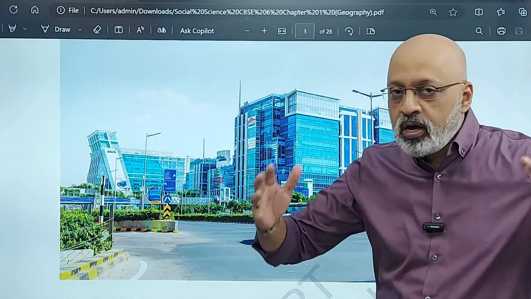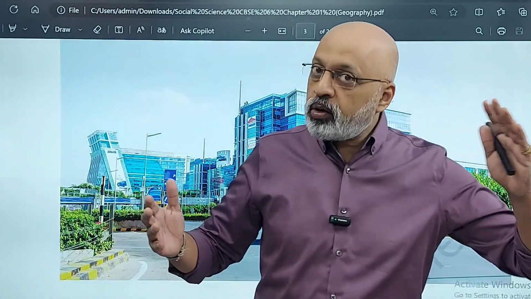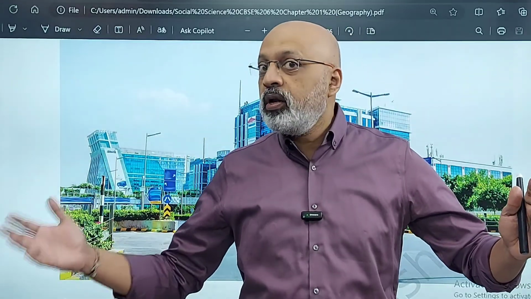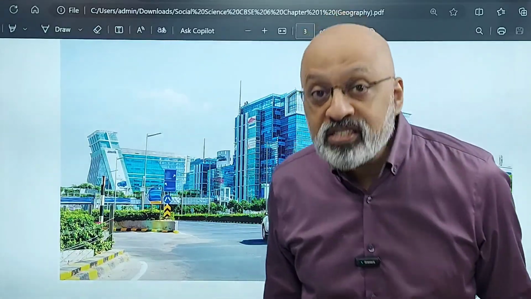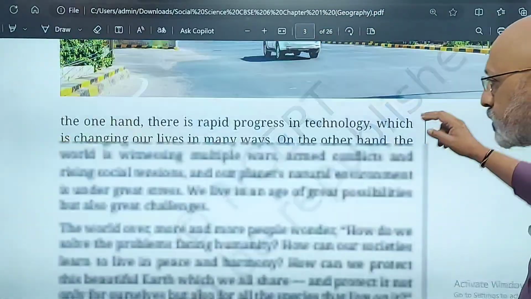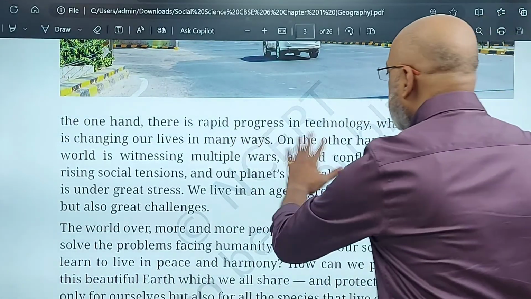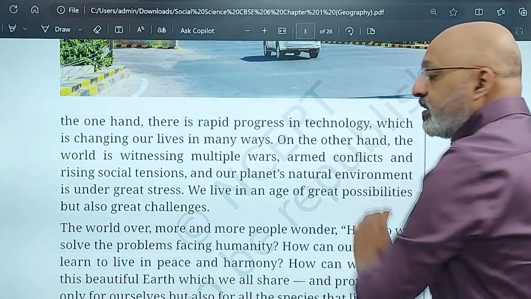So that's the difference. So you can make a story about one person who lived there, one brother who lived there, and another brother who lived there in the city. Sister. So you can make fascinating stories. That's what you can actually do. So what happens is that there is rapid progress in technology, what I just now talked about, which is changing our lives in many ways.